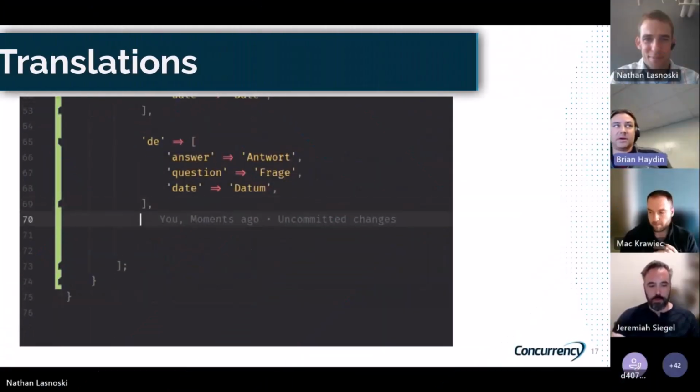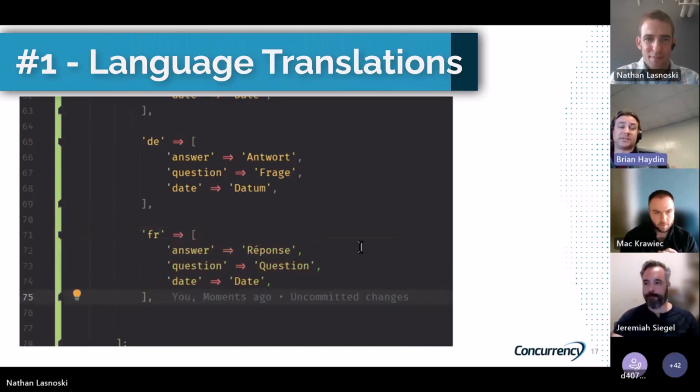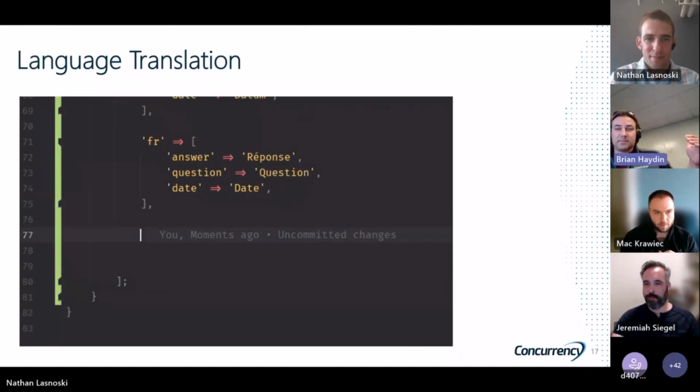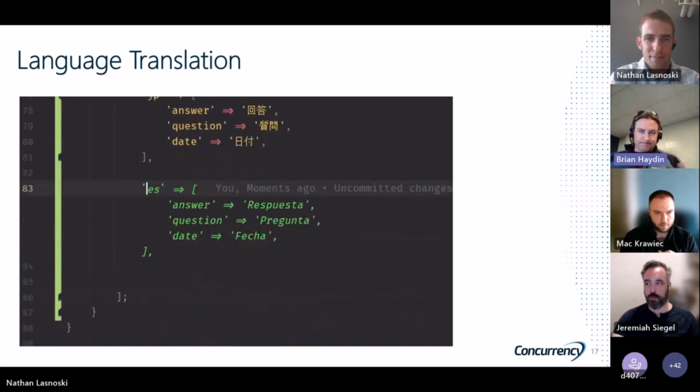Here was a really cool feature that we found. It's doing real-time language translation. So I've got this array of responses that I want to return. And if I want to translate into a new language, it's doing the language translation for you in real time.